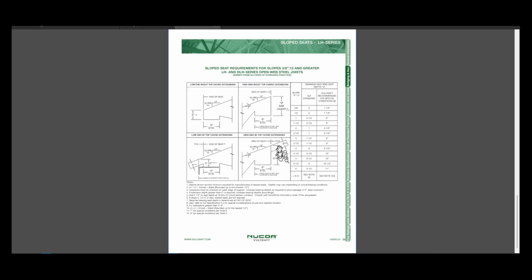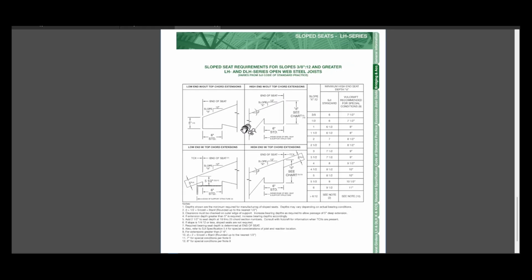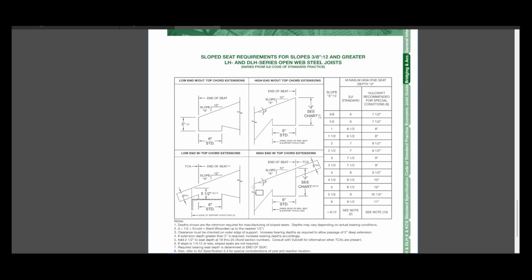The next page is for slope seat requirements for the LH and DLH series joist for the low and high end, with and without top chord extensions. This column shows the recommended seat depth for the joist. Whenever we have the slope noted here, 3/8 per foot, we need 7.5 seat depth. Whenever we have a slope of 1 inch per foot, the seat depth will require the 8 inch value.